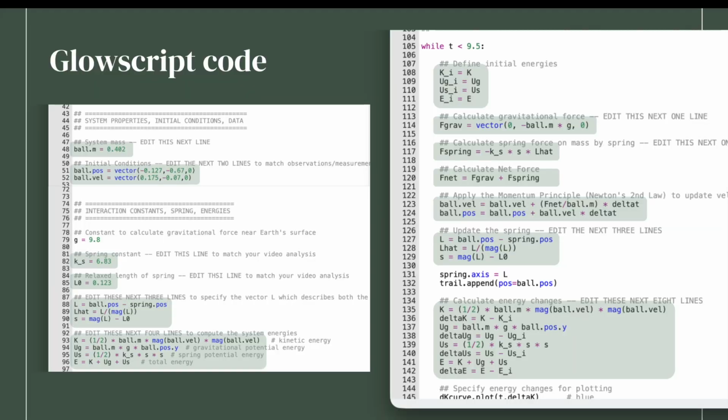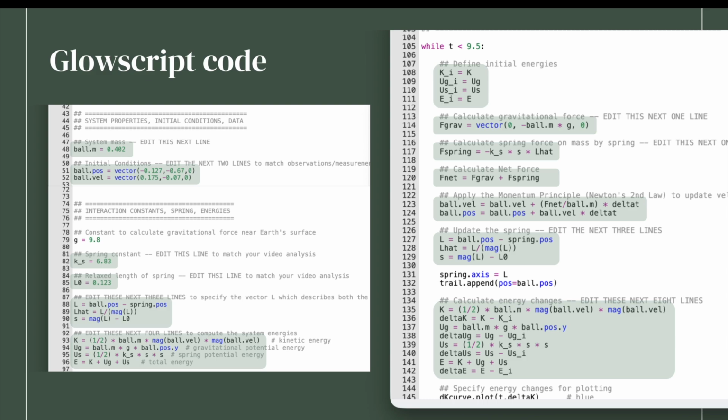This is the GlowScript code. The highlighted boxes are lines that I specifically changed. Most of the values found were from the pre-lecture video. First, I set the mass to 0.402 kilograms. I then set the mass's initial position to the first data point. I found its initial velocity by finding the average velocity between the first two frames of the video. I set the spring constant to 6.83 Newton meters and the relaxed length of the spring to 0.123 meters.